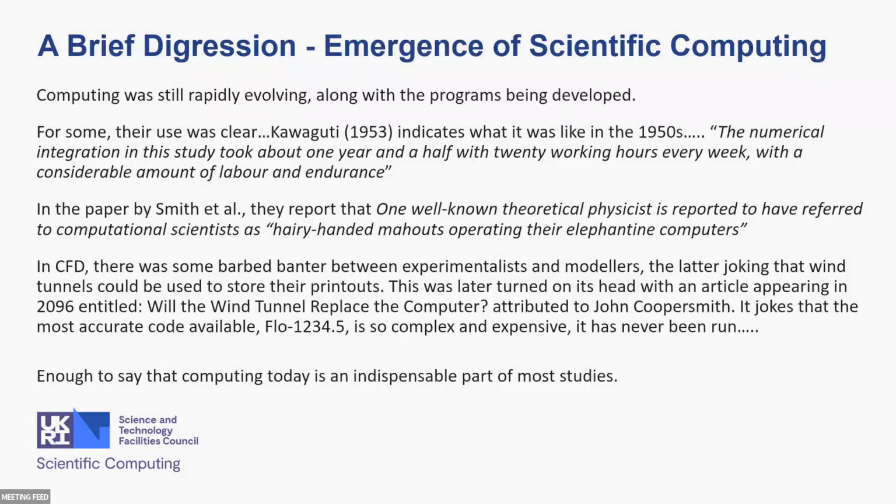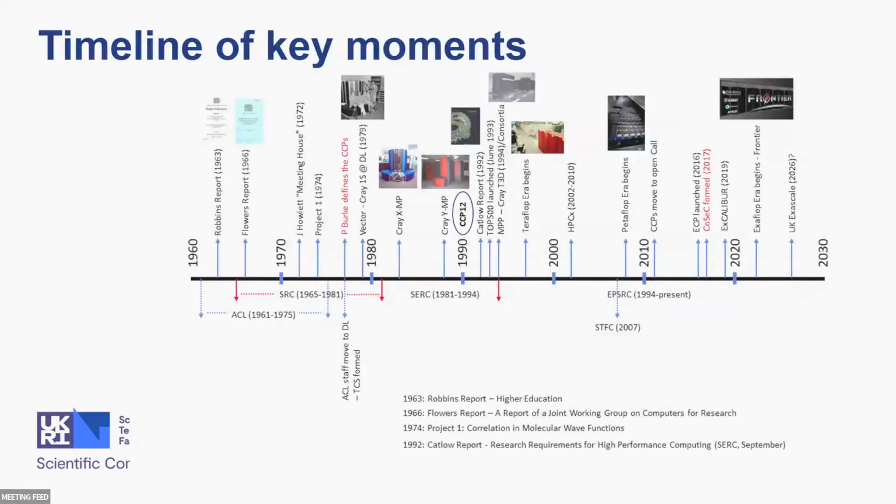The one I particularly like is poor old Kawaguchi, who was a Japanese researcher in '53. And he was doing a finite difference solution to flow past a cylinder. And he said the numerical integration took about 1.5 years with 20 working hours every week with a considerable amount of labor and endurance. So that's what it was like. He later goes on to using computers in the 60s, and there is another funny one, which I won't go into because of time.